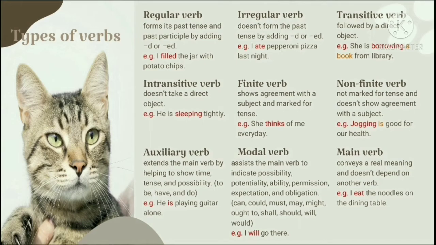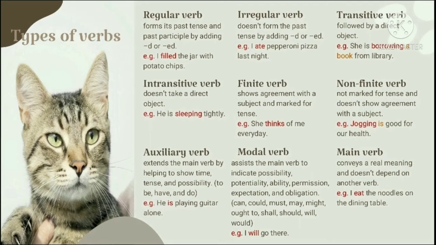Next, transitive verb. Transitive verb is followed by a direct object. For example, she is borrowing a book from library. The word borrowing here is the transitive verb because it is followed by a direct object, which is a book.